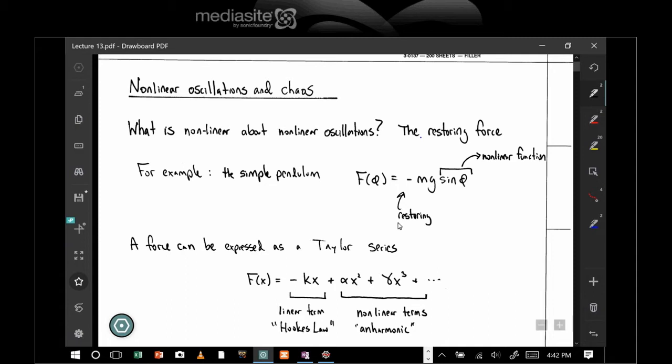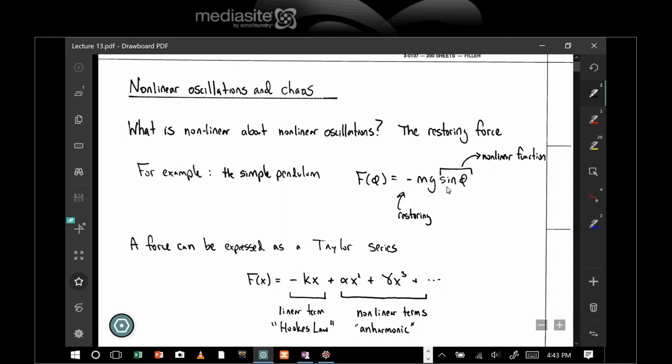Okay, so to start off, let's talk about what is nonlinear about nonlinear oscillations. Well, it's the restoring force. The restoring force is nonlinear. And a good example is that of a simple pendulum. The restoring force is a component due to gravity, so it's equal to mg sine phi, where phi is the angle it makes with the vertical. First of all, the force is restoring because there's a minus sign, so it causes the angle phi to go towards zero. And then the functional form depends on sine of phi, so that's a nonlinear function. Okay, so that's a nonlinear restoring force.